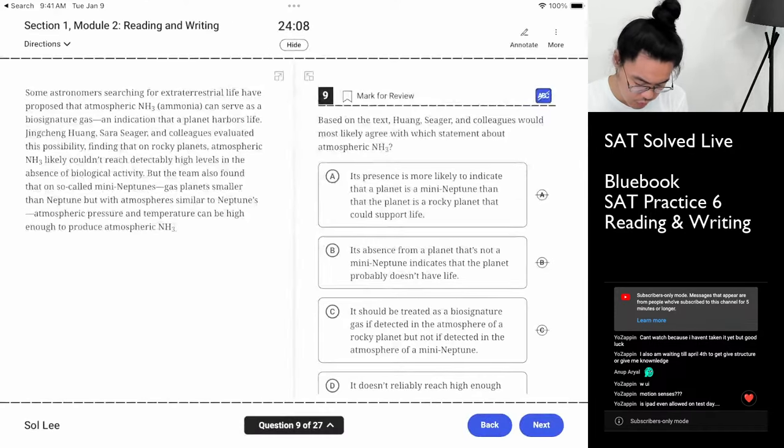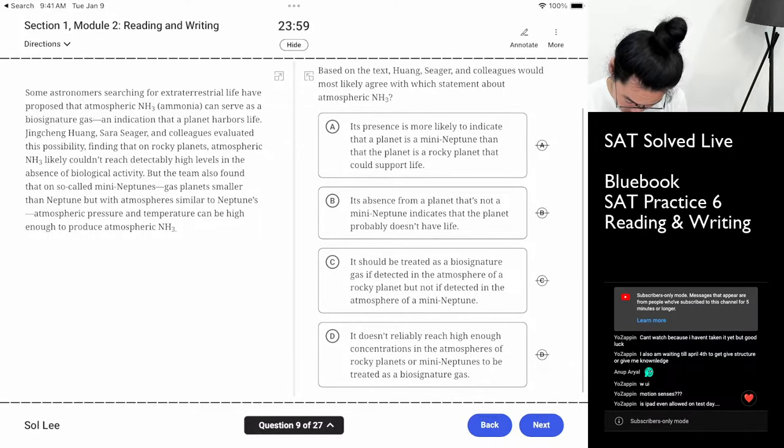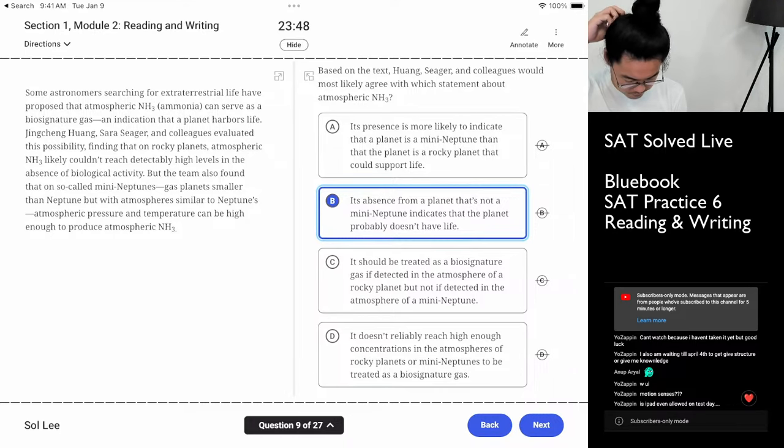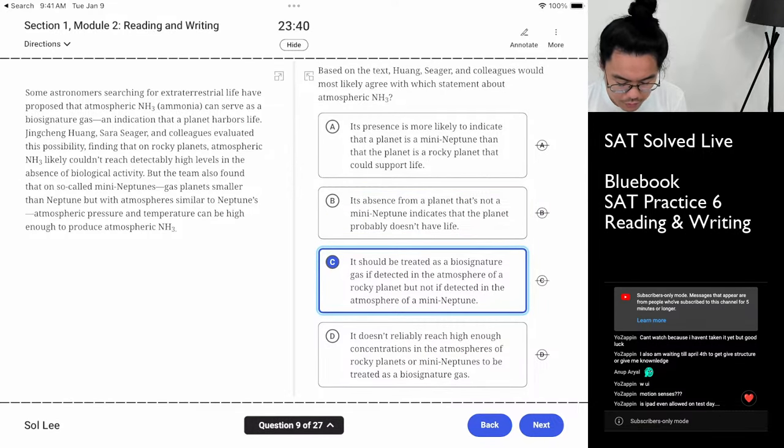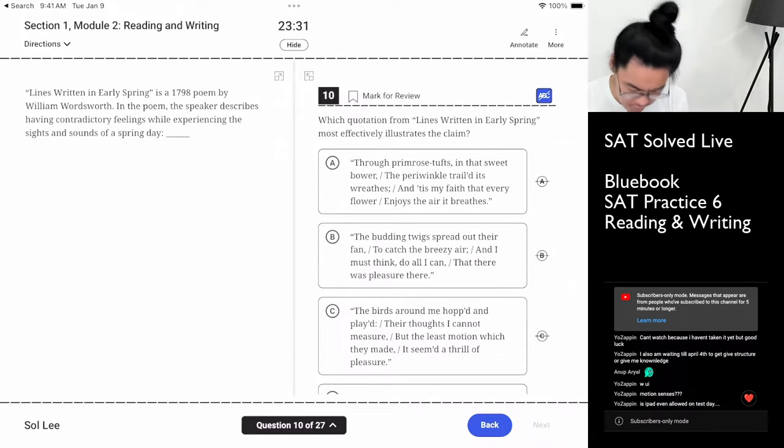So NH3 only works if it's on rocky planets, but not on planets like Neptune. If it's absent, whoa, that's kind of trippy. Okay, there we go. This is what I was thinking. It should be treated as bad as... Yeah, I'm confident in that. I don't need to come back and double check B.